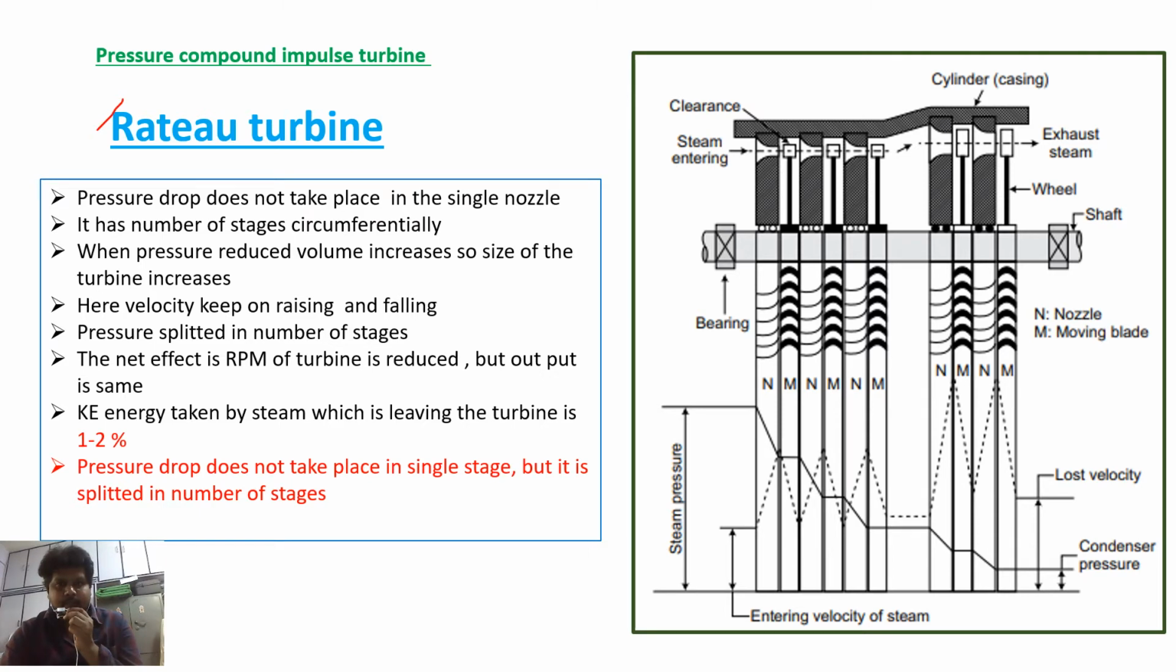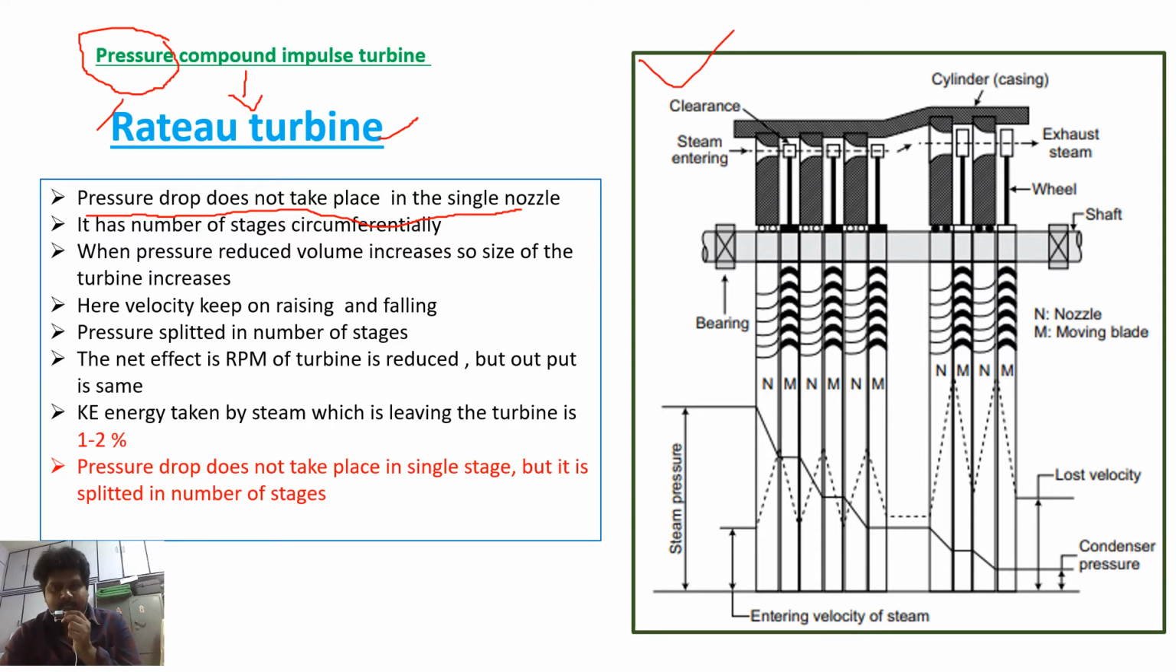Now the Rateau turbine. It is a compound impulse turbine. Actually, compound turbines are of two types: pressure compound and velocity compound. Here the Rateau turbine is a pressure compound impulse turbine. Pressure compound means the pressure drop does not take place in a single nozzle. It will have a number of nozzles, so that the pressure drop takes place in a number of stages.